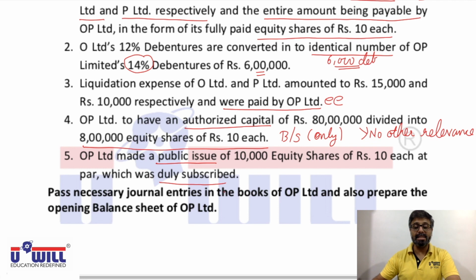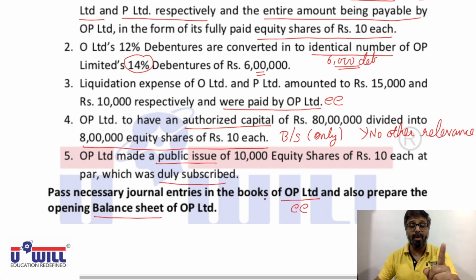Now pass necessary journal entries in the books of OP Limited, means transferee company's entries are only asked, and also prepare the opening balance sheet of OP Limited. So as I said, transferee company's entries and balance sheet is asked. That is what we will do in the lecture.